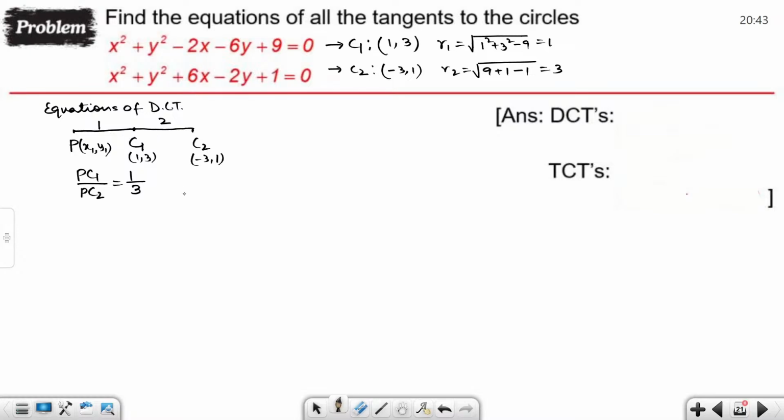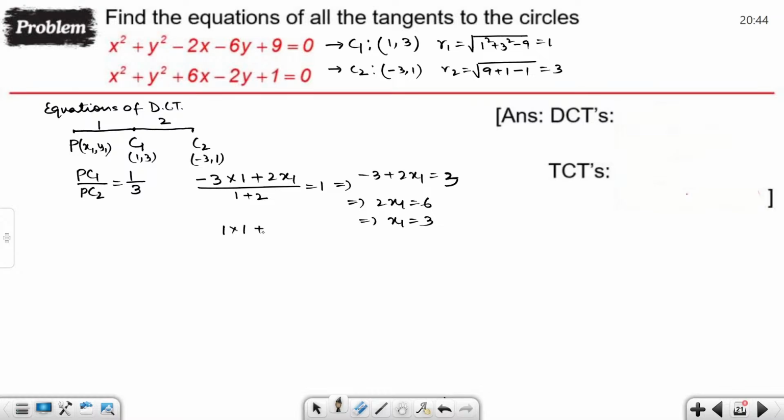So what will I write? The coordinate of C1 in that case will be (-3 into 1 plus 2 times x1) divided by (1 plus 2), which is your 1. So from here we are getting 2 plus 1, that is 3. So 2x1 is 6, so x1 is coming to 3. Correct? Similarly, we will find out the y1. How?